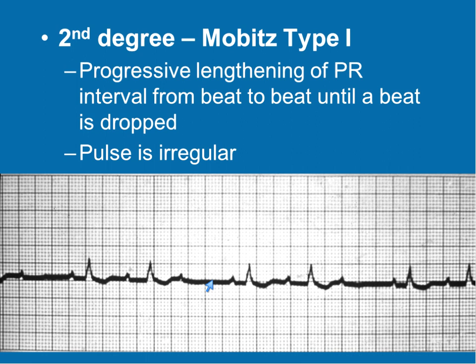If I look, I see I actually have more P waves. Oops, there's a P wave without a QRS. So I have more P waves than I have QRSs. And of course, P waves by themselves do not allow blood to flow out of the ventricles. You've got to have the QRS to get the blood to flow out of the ventricles.